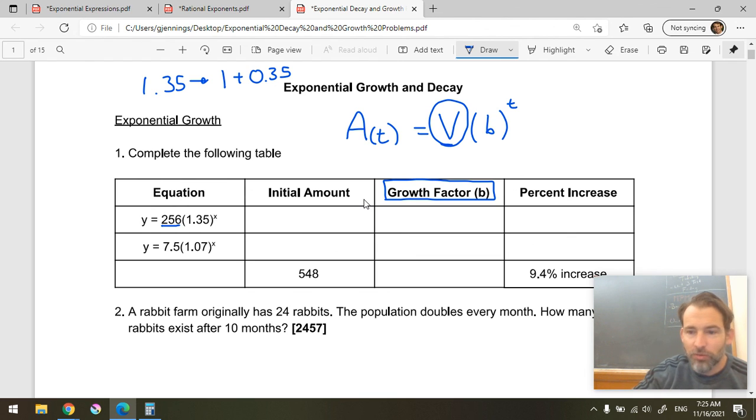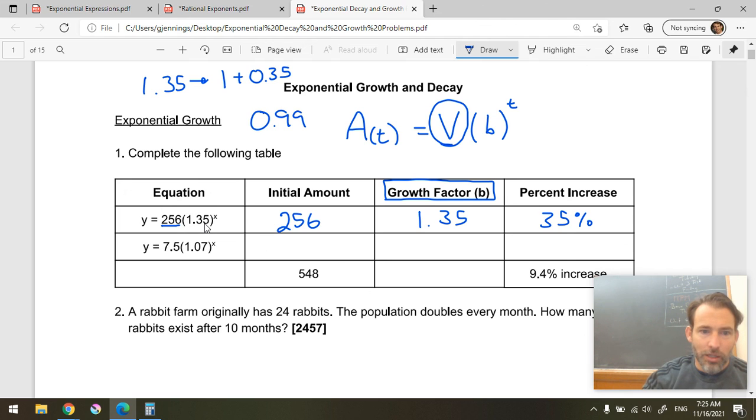Okay, there's always 256. But no, these bunnies are growing. They're growing by 35% per year. So you add the growth to this 100%, and that's how you get this number here. Okay, so the initial amount for this one is 256. And then the growth factor is 1.35. That's the growth factor. The percentage increase is 35%, because that's 0.35 as a percent. If you got 99%, it means you got 0.99 of the questions right.